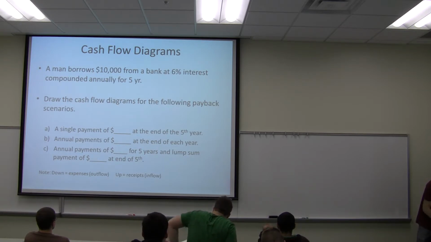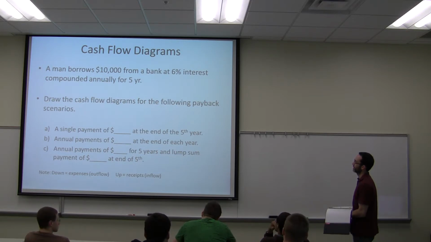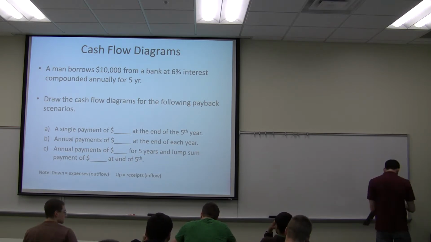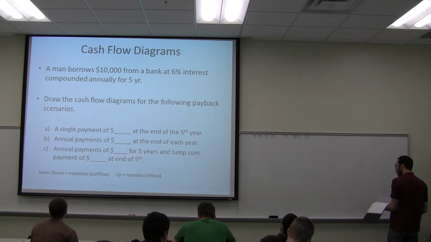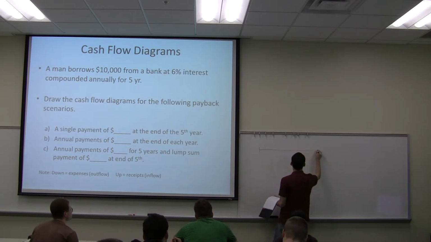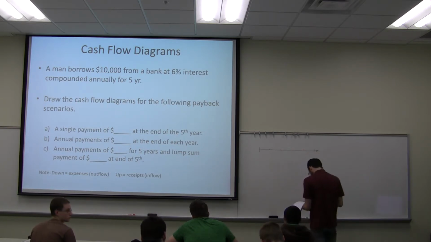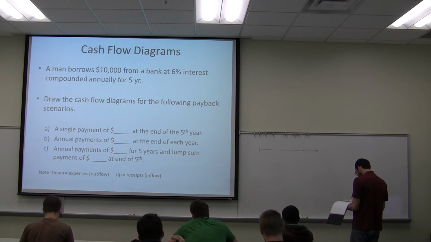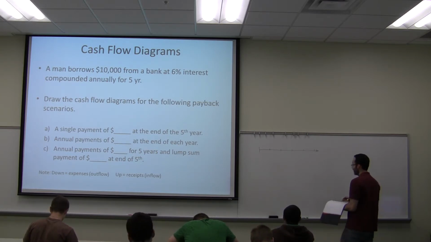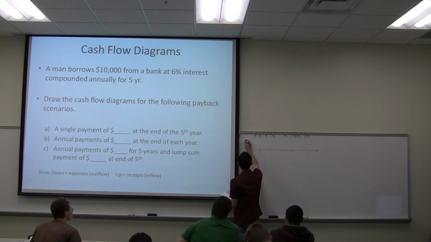So a man borrows $1,000 from a bank at 6% interest compounded annually for 5 years. Draw the cash flow diagrams for the following payback scenarios. A single payment at the end of the 5th year would look like this. So we have a line, 1, 2, 3, 4, 5. Anything down is an expense or money out. Anything up is money in.